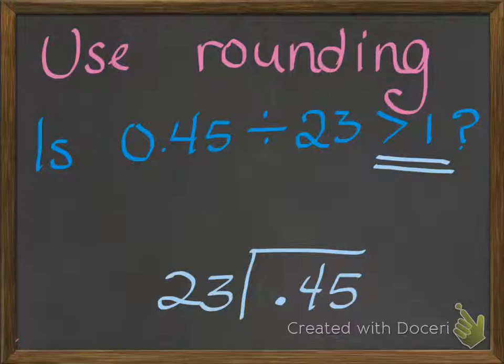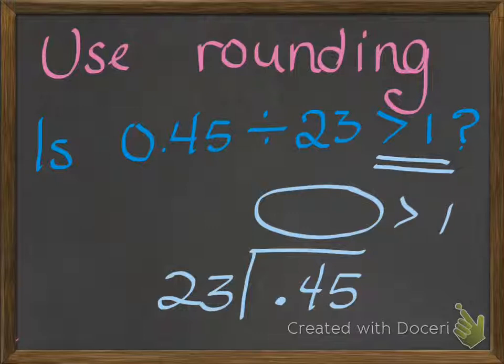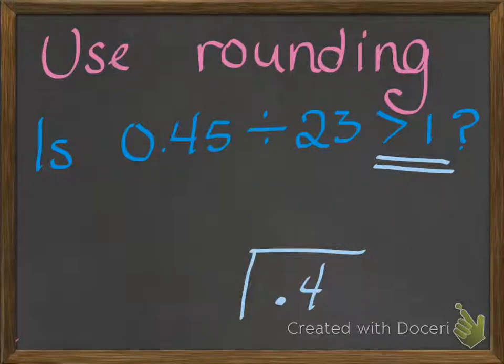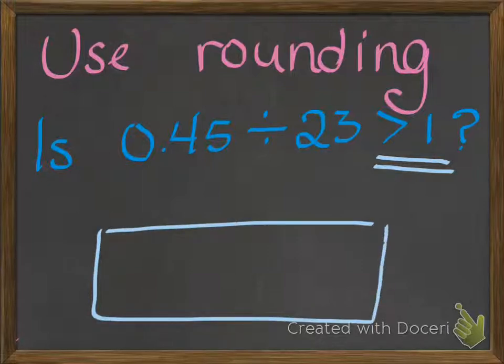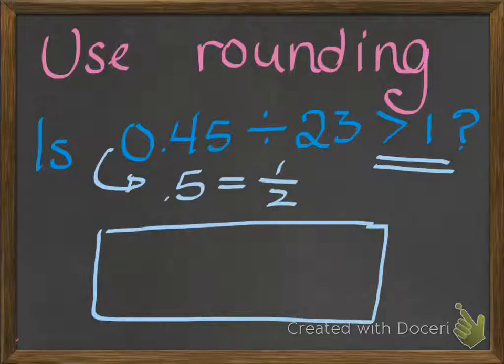Is this answer up here going to be less than 1? Okay, so if that helps you to kind of see the problem, you could write it like that. Or I could take a picture and draw a picture. 0.45, I'm going to round that up to 0.5. 0.5 is the same thing as a half of something.